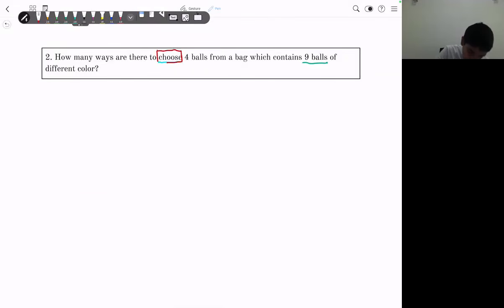As I saw the homework responses, a lot of people actually forgot to implement the choosing factor. And they just did 9 times 8 times 7 times 6. And they forgot that we're actually choosing and not permuting. Make sure you are on the lookout for these key words, because otherwise you might apply the wrong formula. And since it's choosing, we must use a choosing formula instead of just permuting them, because order does not matter in this case. So this is just going to be 9 choose 4.